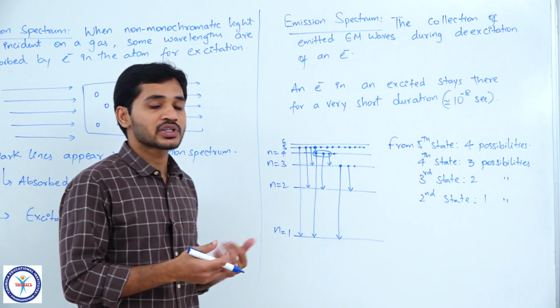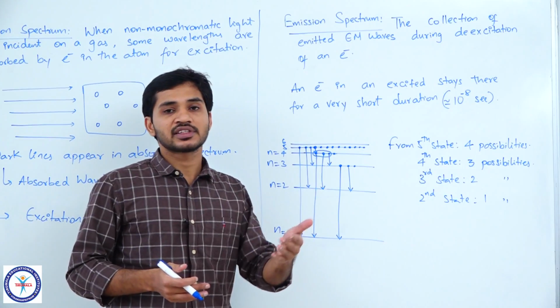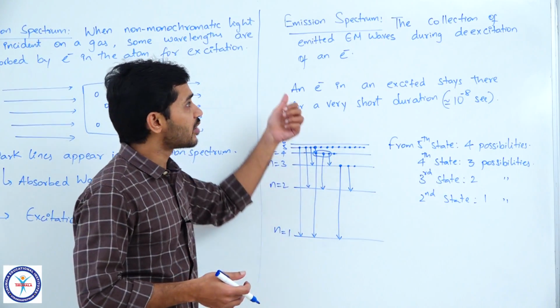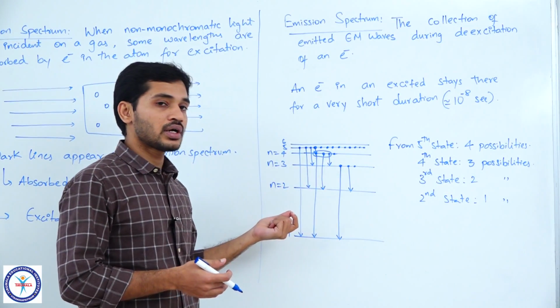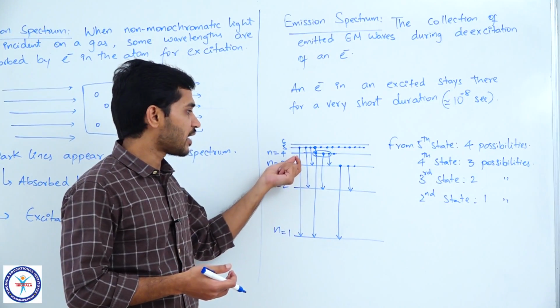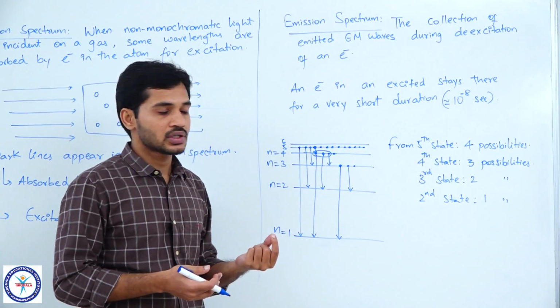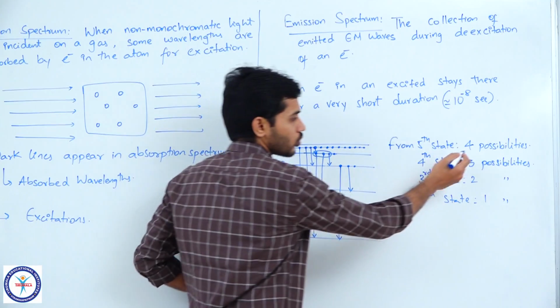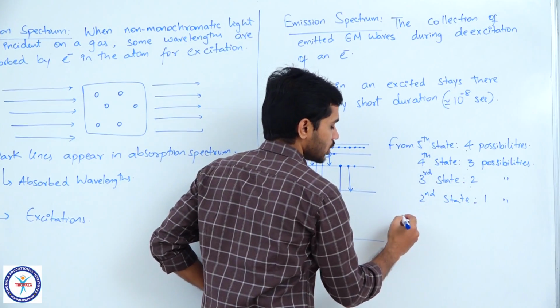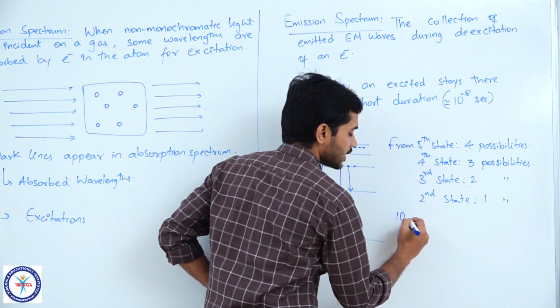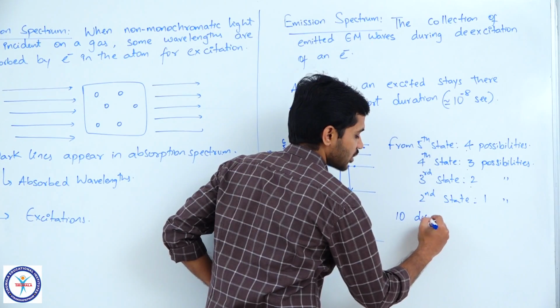They can ask you a question like this: how many different wavelengths can be observed in the emission spectrum for a gas which is initially having electrons in the fifth state? The answer for that would be 4 plus 3 plus 2 plus 1. So in total we have 10 different photons emitted.